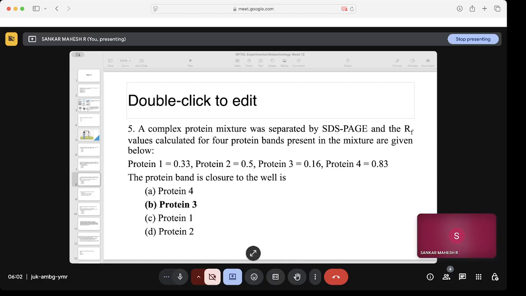Yes. That is why, even in this case, the protein band that is closest to the well has the lowest retention factor, which is 0.16, and that is protein 3. Was it clear? Yes, sir. Good.